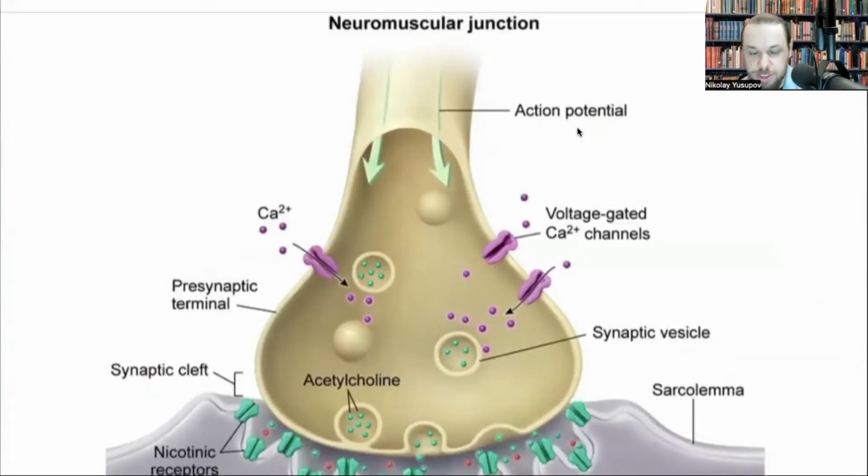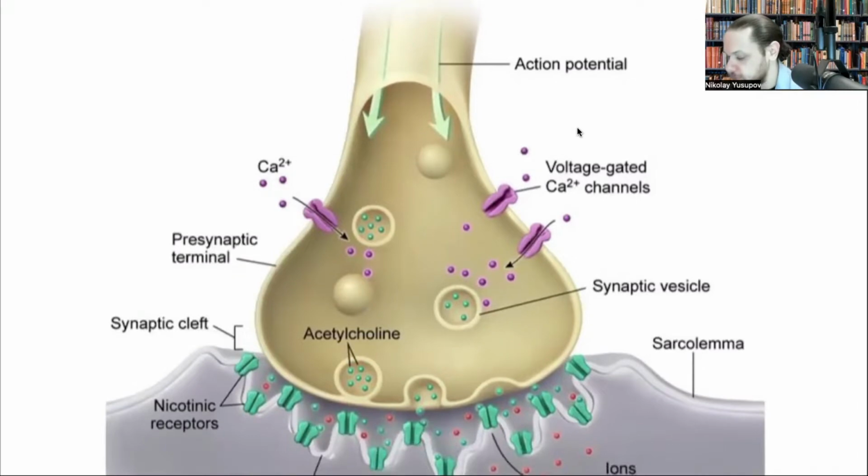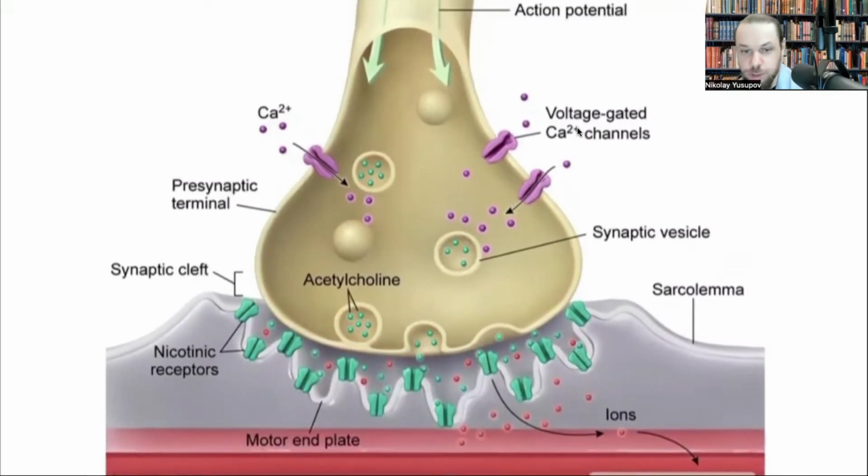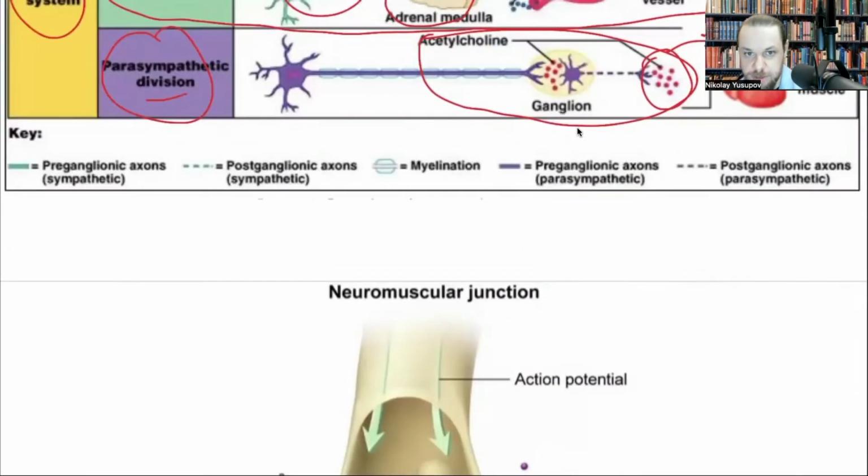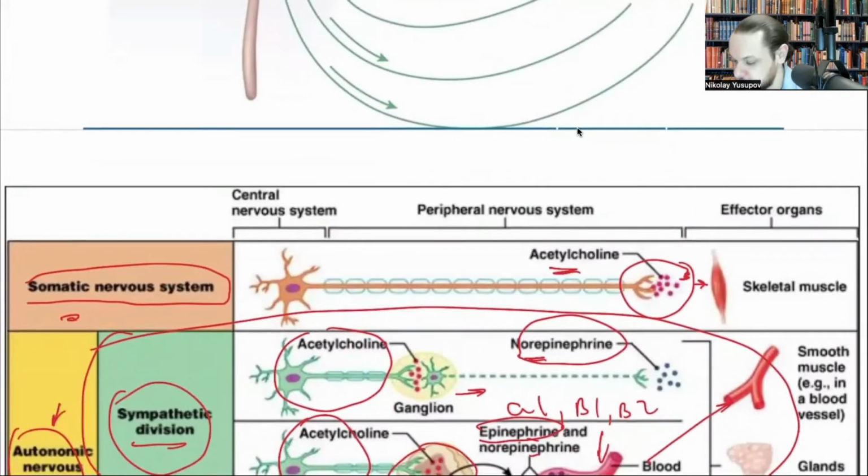And here, just to show you some of the effects, we talked about acetylcholine. Let's talk about muscle. We said the somatic nervous system is under voluntary control. Acetylcholine is the neurotransmitter, and it's released onto nicotinic receptors on the skeletal muscle.